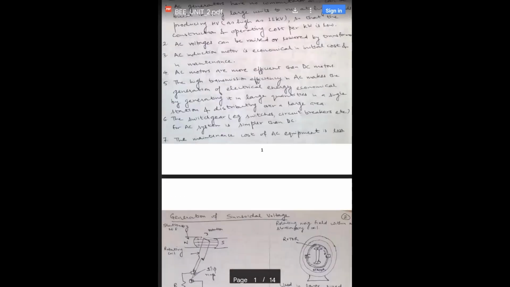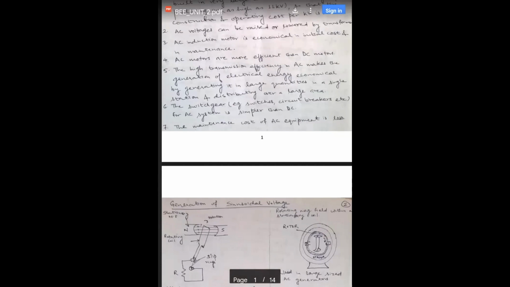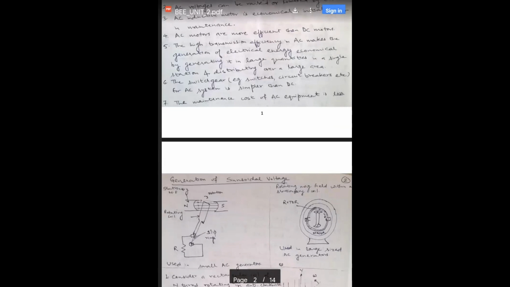AC induction motor is economical in initial cost and in maintenance. This is also a good thing about it. AC motors are more efficient, and high transmission efficiency in AC makes the generation of electrical energy economical. Transmission efficiency is also good, so that's why we transmit AC voltages over greater distances.